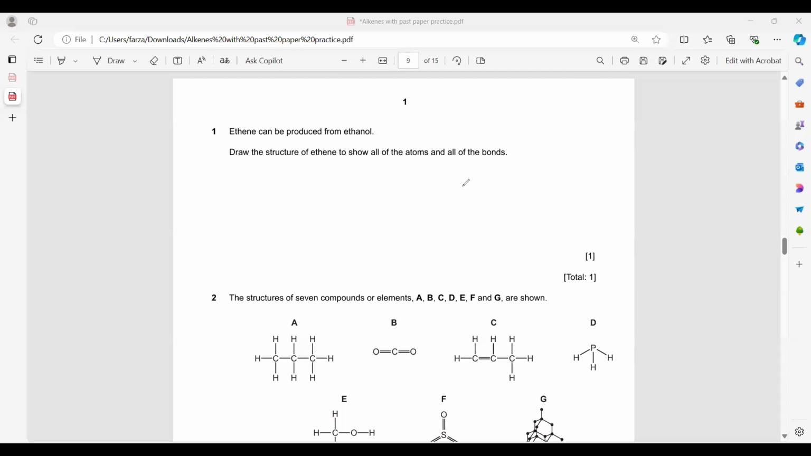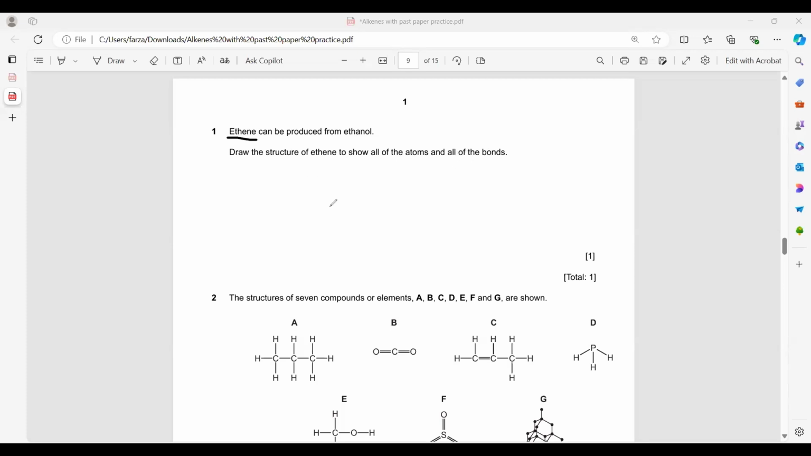Let's apply what we learned just now using a few past paper questions. So the question here is, ethene can be produced from ethanol. Draw the structure of ethene to show all of the atoms and all of the bonds.